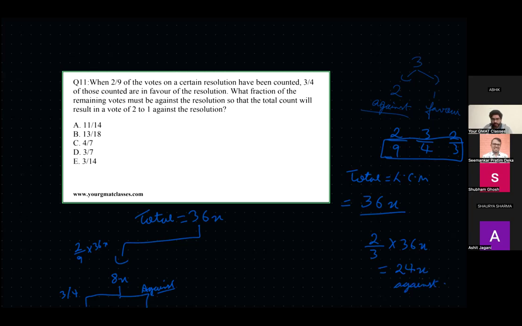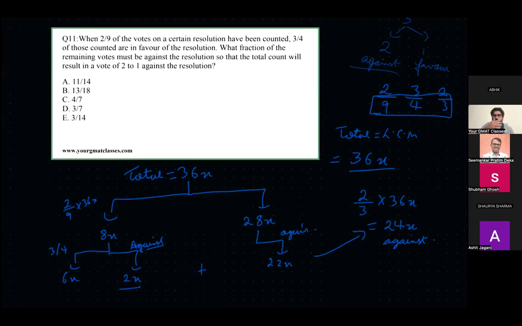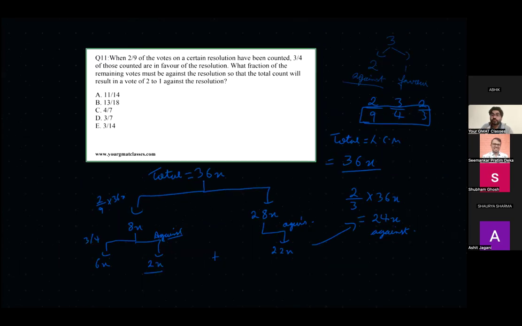I already have 2x against. How many do I have left? 8x are counted. So out of remaining 28x, I need how many more? 22x more against, right, class? Because I already have 2x. I need 22x more to take it to 24x. Is everyone able to understand this? Yes or no? Can I get a quick raise of hand from everyone if you're able to understand this, class?